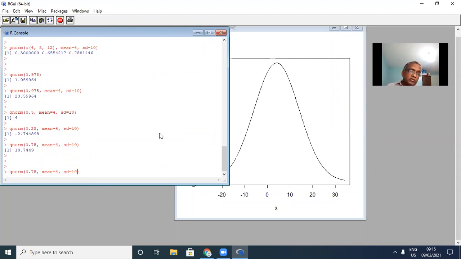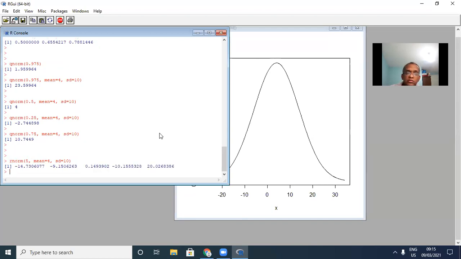All right, next, suppose you want to generate random numbers. So you use the command rnorm. rnorm stands for generate random numbers from a normal distribution. The first parameter here is 5, which denotes how many random numbers you want to generate. So in this case it is 5, and mean and SD are the parameters. So this is what you will get.